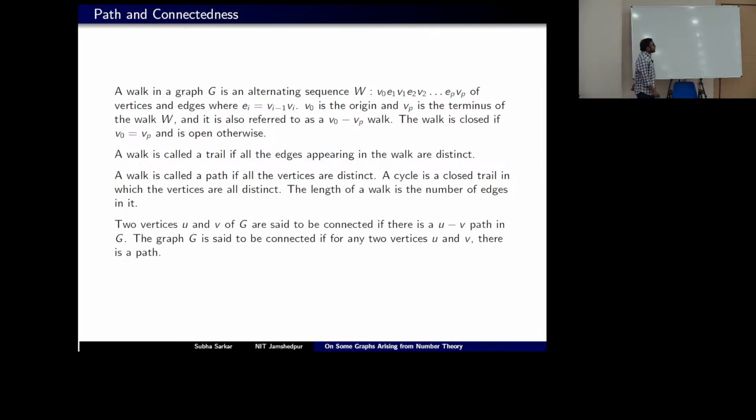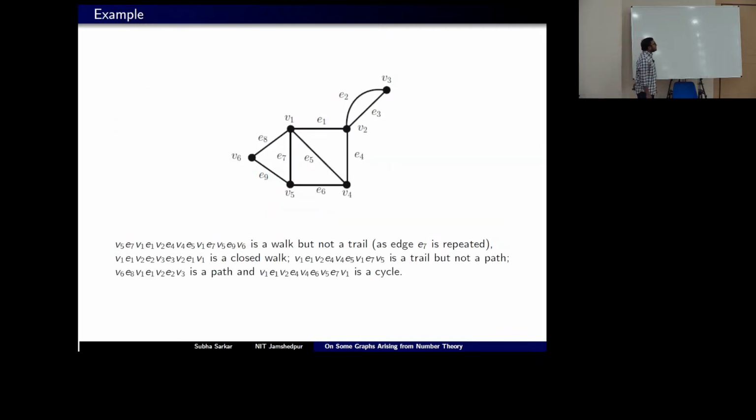And we say that two vertices u and v are connected if between u and v there is a path. That is, you can go from u to v via some path. And a graph is said to be a connected graph if for any two vertices u and v there is a path.